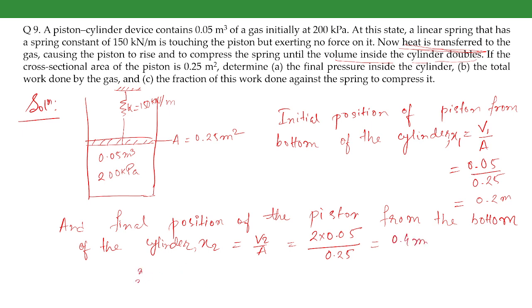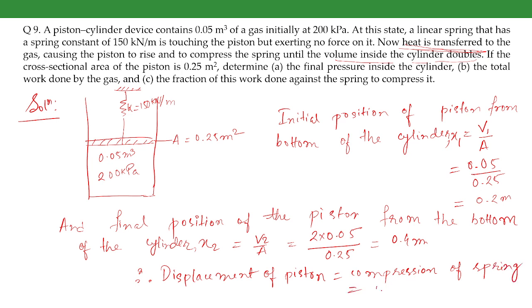So what is basically the displacement of the piston? If the piston is rising from 0.2 meter to 0.4 meter, it is displaced by a distance of 0.2 meter. So the spring equivalently gets compressed by a displacement of 0.2 meter. So the displacement of the piston, or that is equivalent to the compression of the spring, is equal to x2 minus x1, that is 0.2 meters.